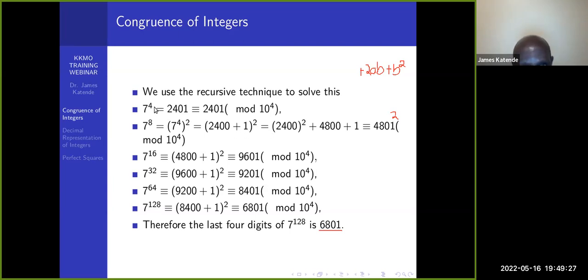So this has to be done through trial and error. The good thing about 7 raised to 4 is that you can keep working with it, raising it to 2 repeatedly until you reach 7 raised to 128. That is the strategy.